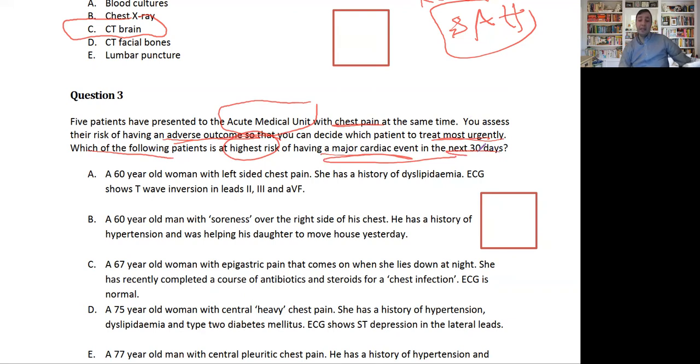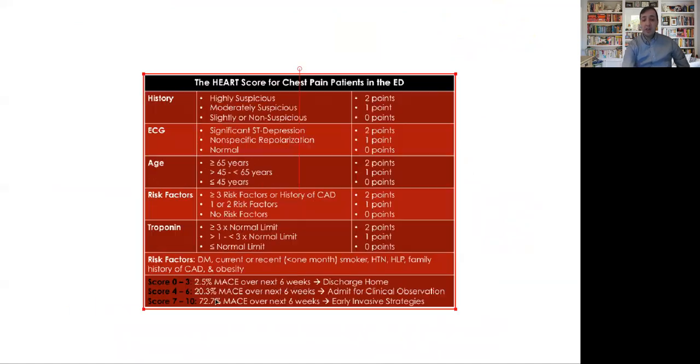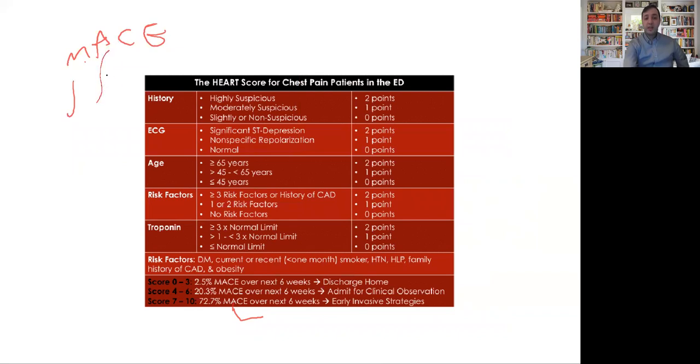So here we have multiple scores and scales used in the emergency department for calculation of what is called adverse cardiac events. One of these is called the HEART score. It calculates MACE, major adverse cardiac events, in the next 6 weeks.